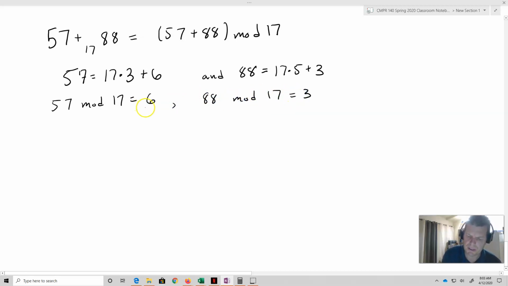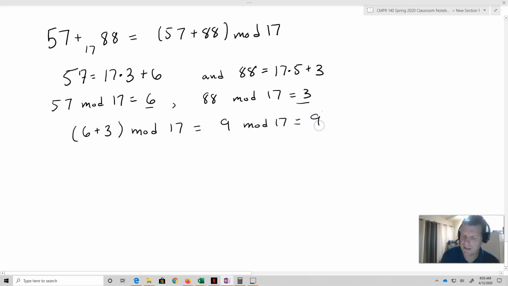So what we'll do is we're just going to add those together. So 6 plus 3, and then we'll mod 17 them, which is equal to 9 mod 17, which is equal to just 9. So our answer here is 9.